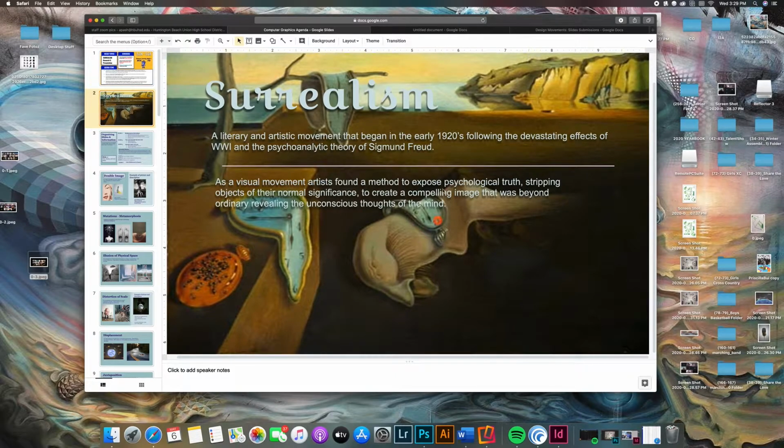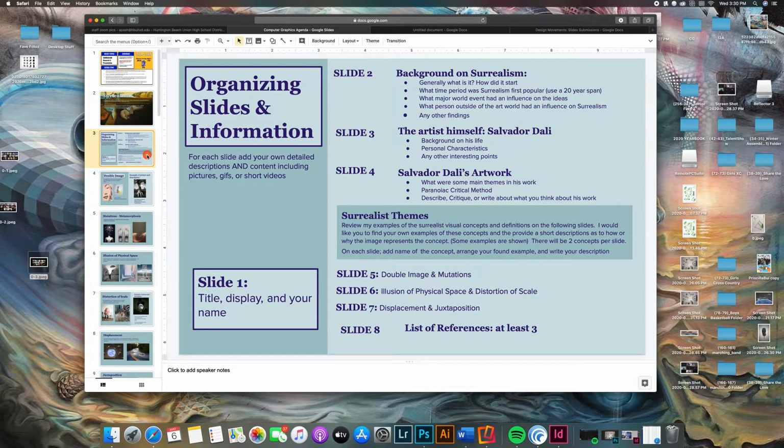And so we can think of Sigmund Freud in that aspect. He tried to delve into the subconscious mind to bring out the truth. And so that's what they're presenting on their canvases here as art. So hopefully that gives you a little bit of background to start from.